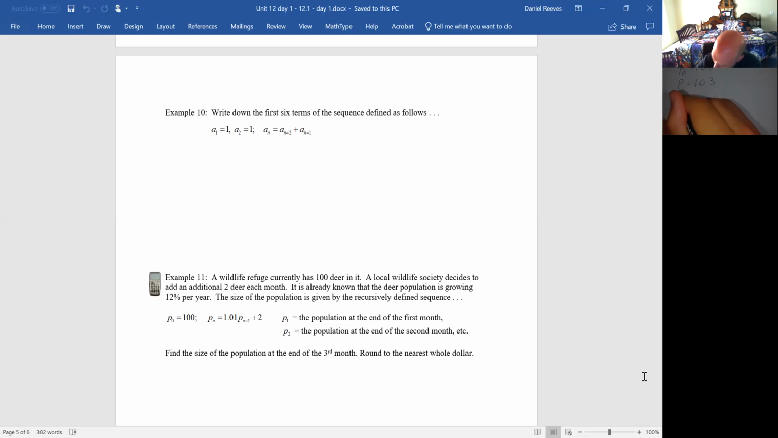So we're going to get 103 right there. And my population at the second month should be, and it gets a little dicey here, I'm going to take that 103, multiply by 1.01, and add 2. I'm going to write that as 106.03-ish. Now, obviously, there aren't 0.03 deer in there, but eventually that decimal point is going to come into play.